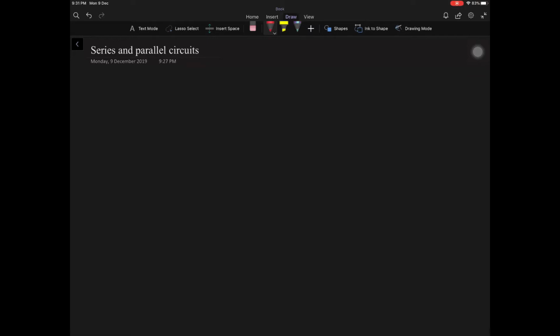Hello guys, today I will be sharing with you how to differentiate series and parallel circuits and how to solve these two types of circuit. So let me draw the circuit. This is the dry cell, and then wire, then this is a resistor.